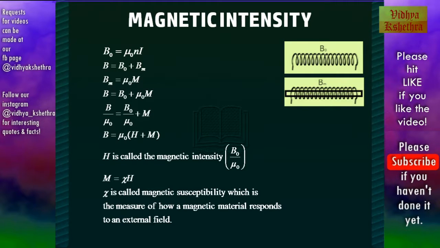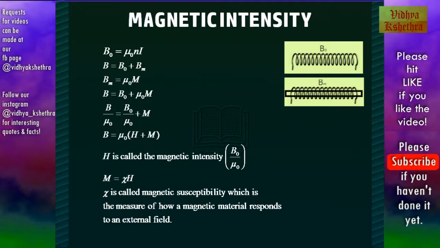The total magnetic field B is equal to B0 plus Bm, where Bm is equal to mu0 M, where M is the magnetization of the material which is kept inside the solenoid. Therefore, we can write B is equal to B0 plus mu0 M. Now, dividing the whole equation by mu0, we get B by mu0 is equal to B0 by mu0 plus M. That is B, the total magnetic field intensity, is equal to mu0 into H plus M. Here, H is called the magnetic intensity, which is the ratio of B0 by mu0.